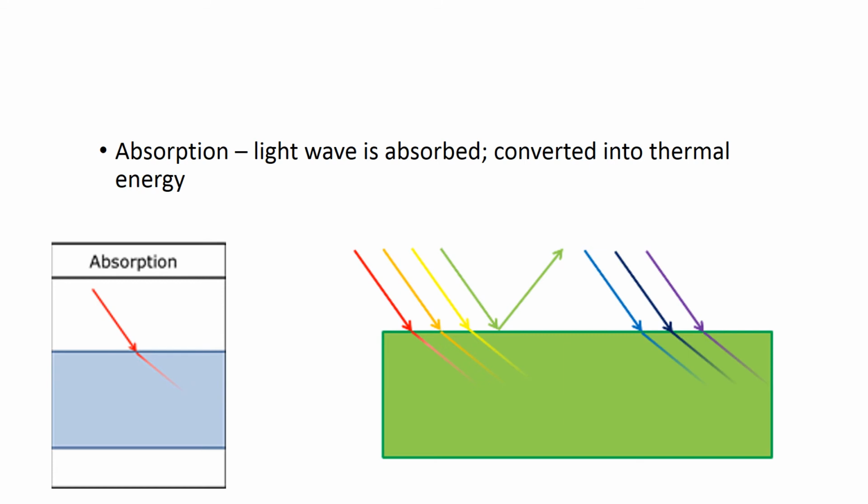I know that I'm wearing a red shirt. Why? Because all the colors except for red have been absorbed into that shirt, and that's why I see it as red. That's what we're seeing here on the screen. All the colors of the rainbow are being absorbed into that green block, except for the green light ray that we're seeing is being reflected back out, and that's why we see that as green.